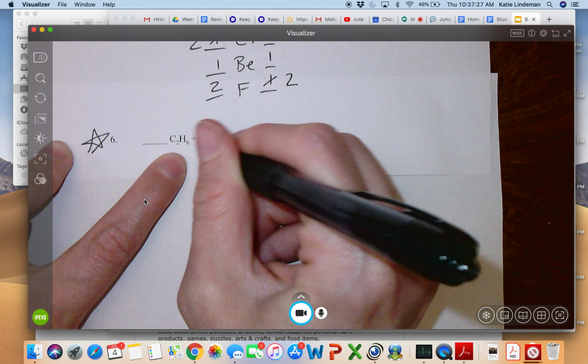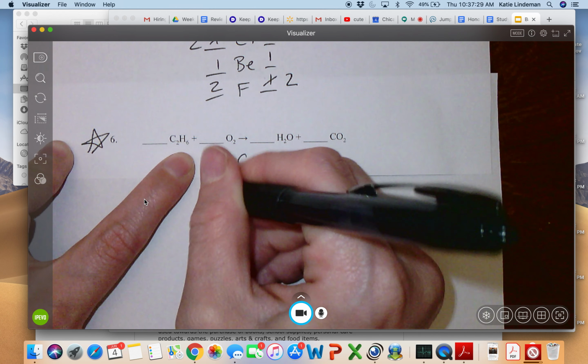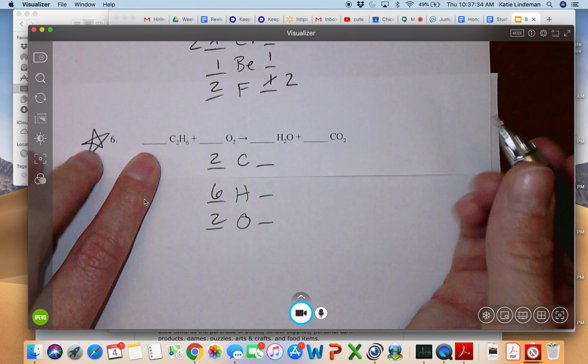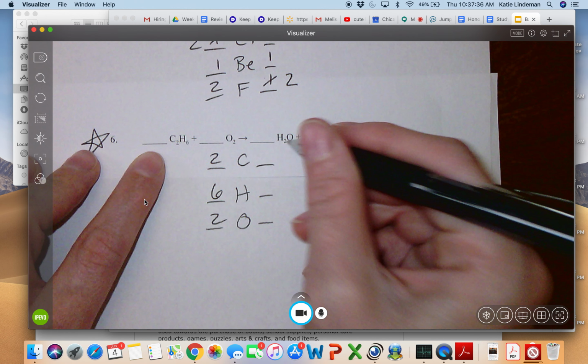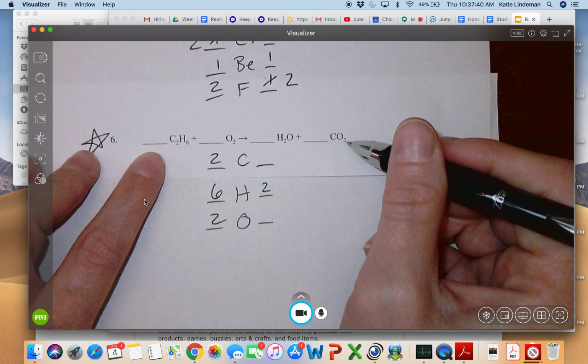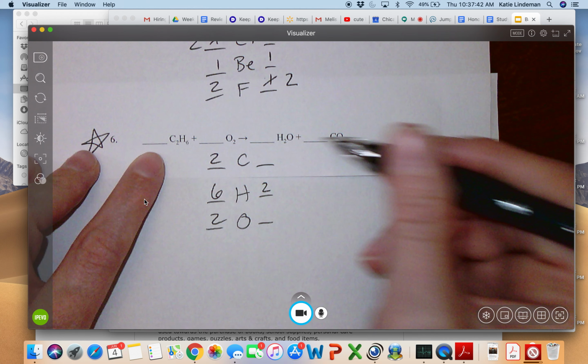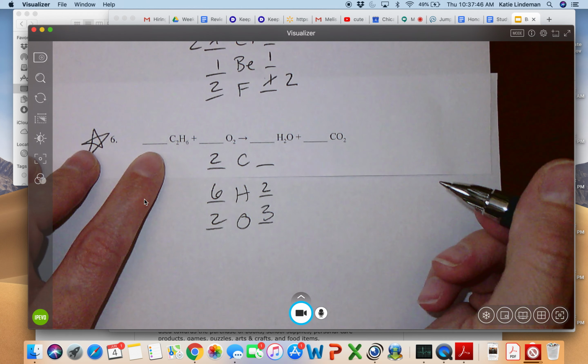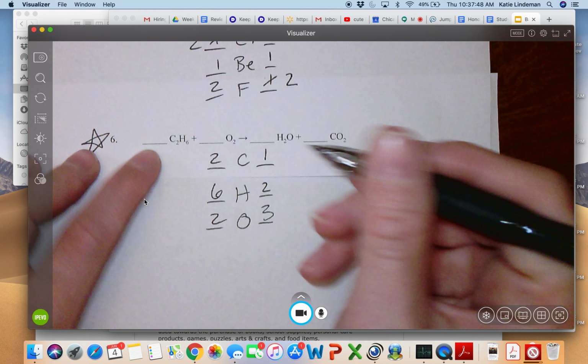So I have 2 carbons, I have 6 hydrogens, and I have 2 oxygens on my reactant side. And then on my product side, I have 2 hydrogens, I have 3 oxygens, because I have 1 oxygen here, and then 2 oxygens here. So that's a total of 3, and then I have 1 carbon.